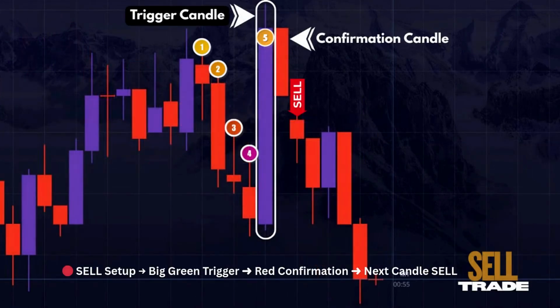Example 2, sell setup. The 5th candle is a big green bullish candle. That's our trigger. The very next candle closes red. That's our confirmation. After it closes, we take a sell trade on the next candle open with 1-minute expiry. And as you can see, price drops beautifully.